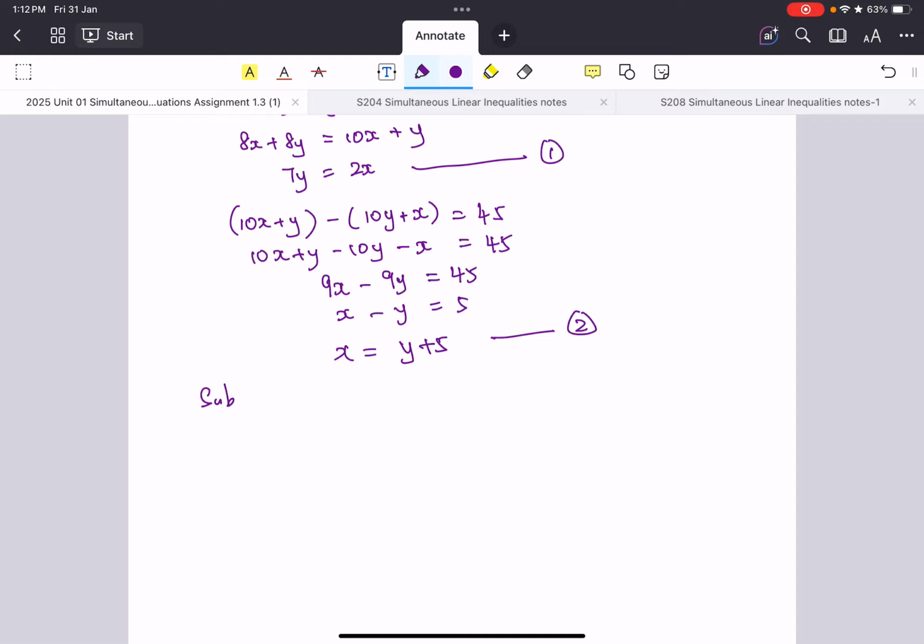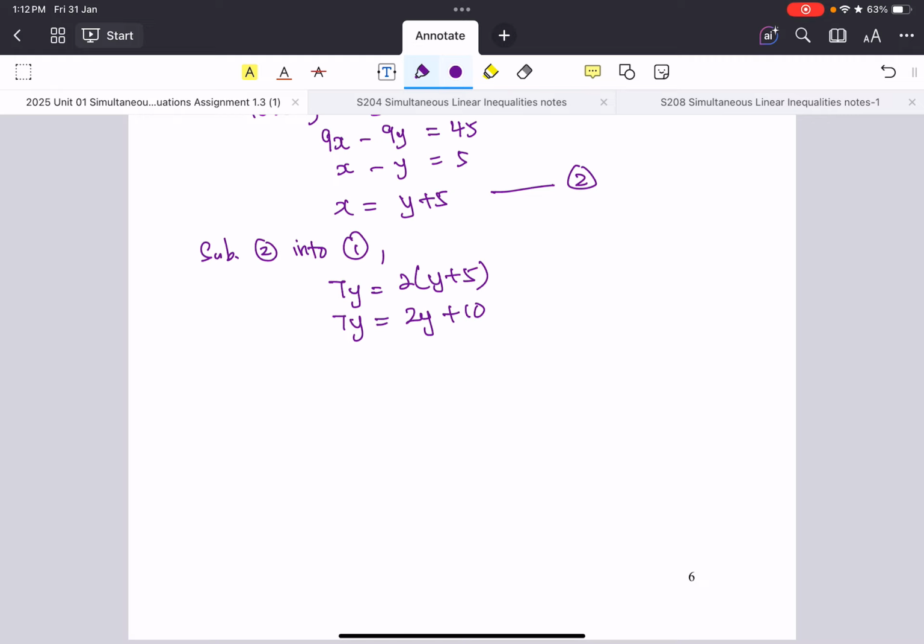So I'm going to sub 2 into 1. So 7y equals to 2 times y plus 5. So 7y equals to 2y plus 10. 5y is equals to 10. Y is equals to 5. Let's call this equation 3. Sub 3 into 2. X is equals to 5 plus 5.